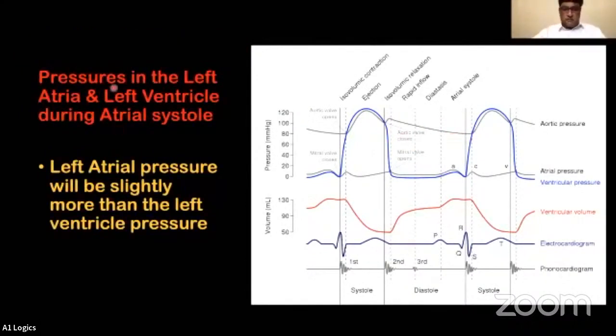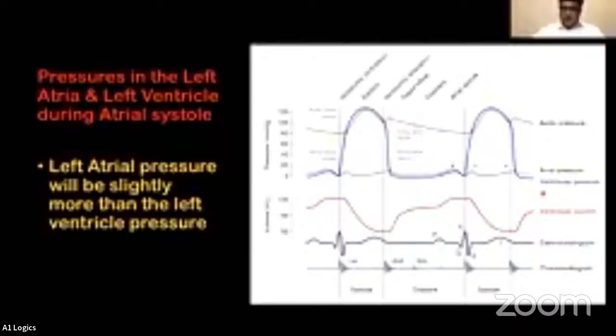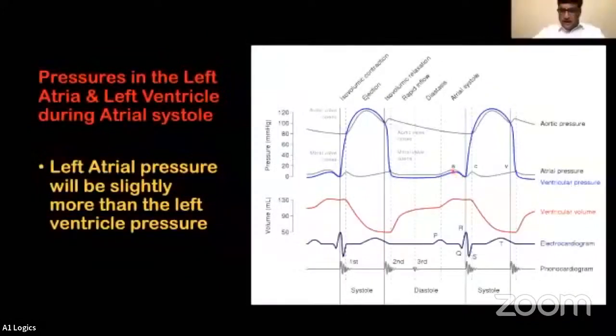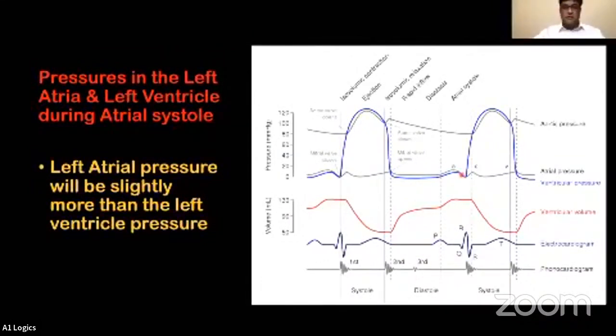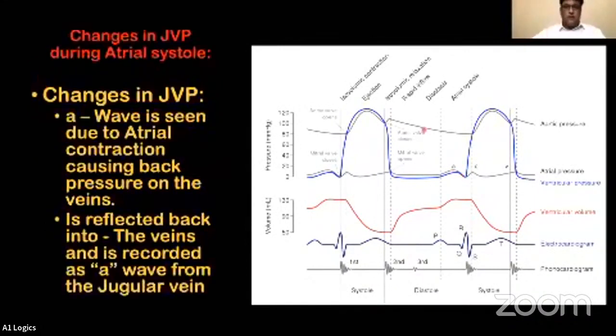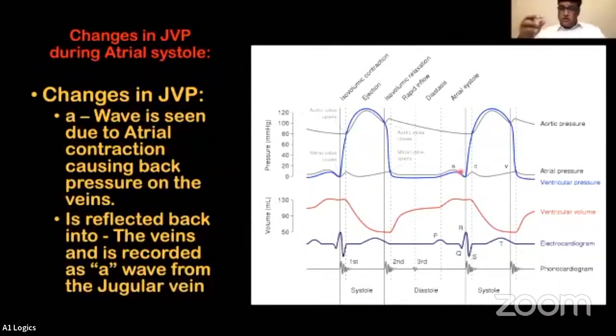Now coming back to the pressures in the left atrium and the left ventricle during atrial systole. Here the atrial pressures are there and the ventricular pressures are there. So the left atrial pressure will be slightly more than the left ventricular. If you see during the atrial systole, that is here, you see the gray line, which is slightly more than the blue line. The gray line is the atrial pressure, the blue line is the ventricular pressure. So it is slightly more than the line because the atrial systole is happening. And it is very close because the blood is going into the ventricle, so the pressure in the ventricles begins to increase. So they are very closely related.